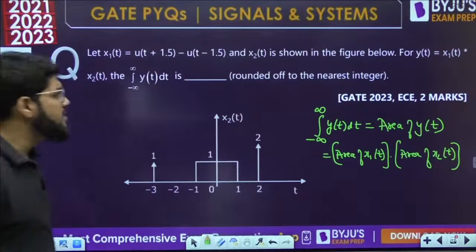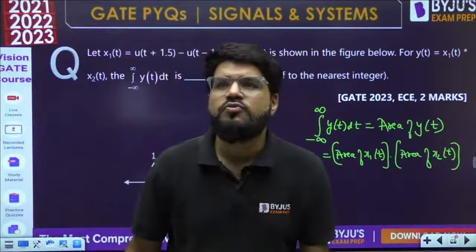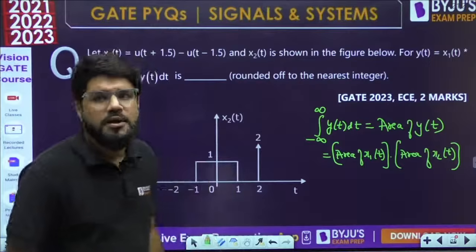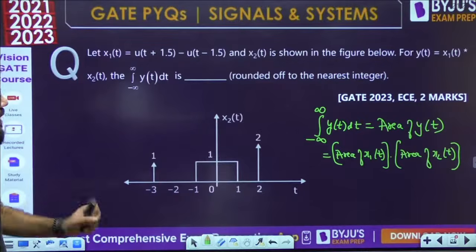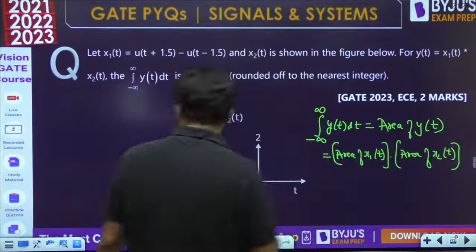That is the important property of the convolution. If you know it, that is easy. Otherwise, you start convolving and solving, which is lengthy. It depends on what approach you follow, whether you make the question lengthy or difficult. So, the area of x1(t) times the area of x2(t). Let us move ahead. I have written x1(t) and x2(t).